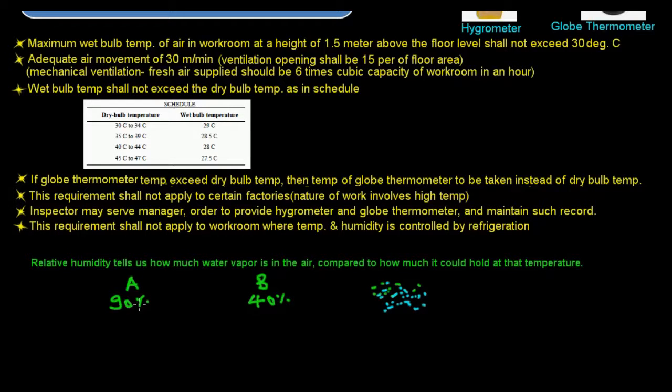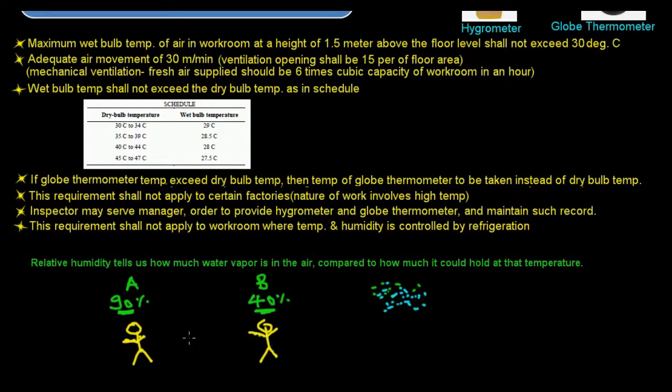Now place A has 90% humidity, which means that the air is already holding 90% of the water vapor, and at place B the air is holding 40% of the water vapor. So at place A there is only 10% scope for more water vapor, whereas in place B there is 60% scope for more water vapor to be added. So say there are two persons working, one at place A and one at place B, and both of them work for around say 2 hours and both of them sweat.